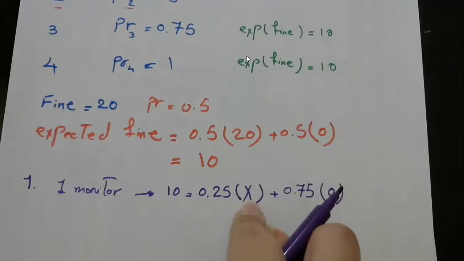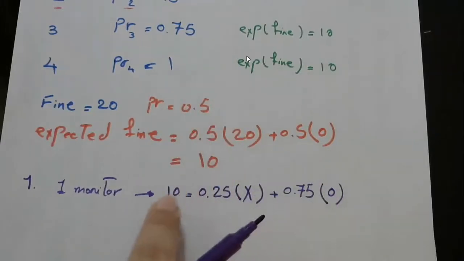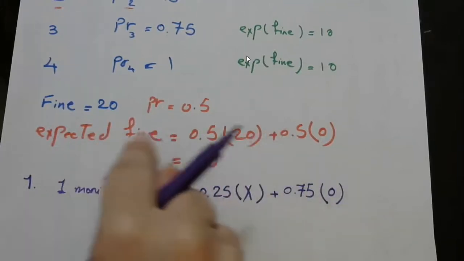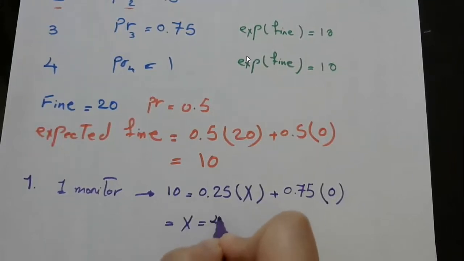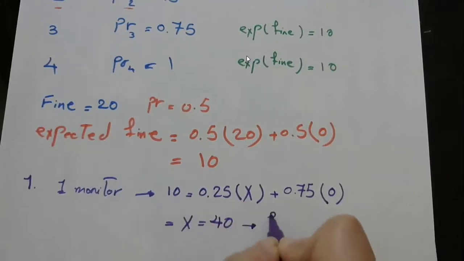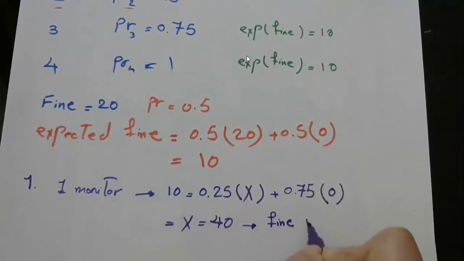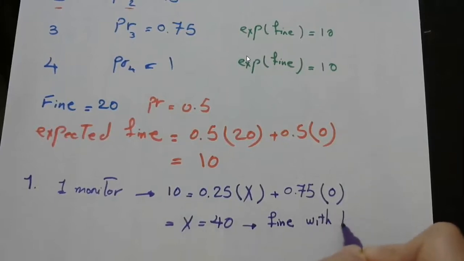So how much is the fine if we have one monitor to make sure that the expected fine is 10, which is equal to our current situation? So how much is X? 40. Exactly. So X is 40. Right? So this is the amount of the fine with having one monitor.